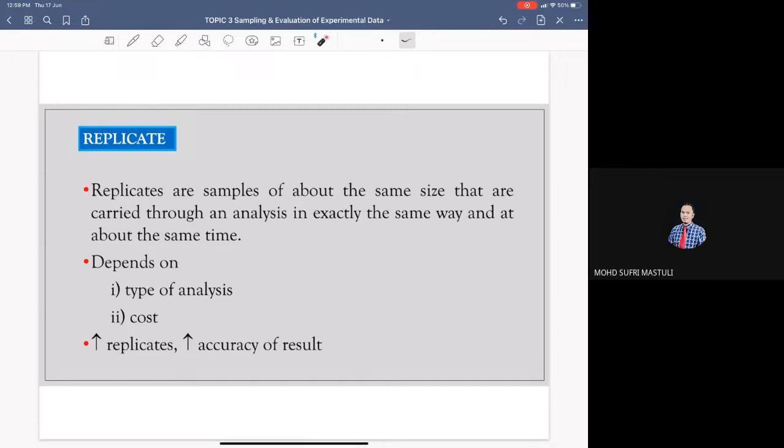But keep in mind, if you want to do replicates, the samples should be the same size, and also doing replication will increase the cost of analysis.